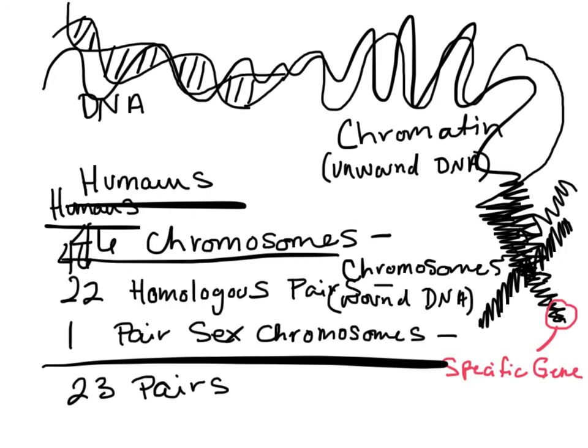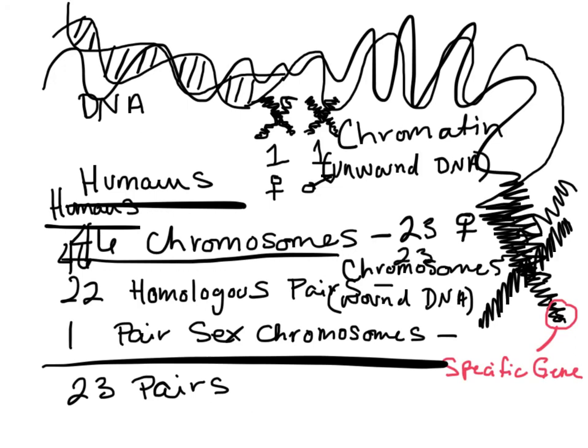So if I'm talking about homologous pairs, if I have 22 pairs, how many chromosomes did I get from my mom? 22, because I got one of each pair. So I have chromosome 1 and 1. One is from my mom, and one is from my dad. So 23 from mom, 23 from dad.